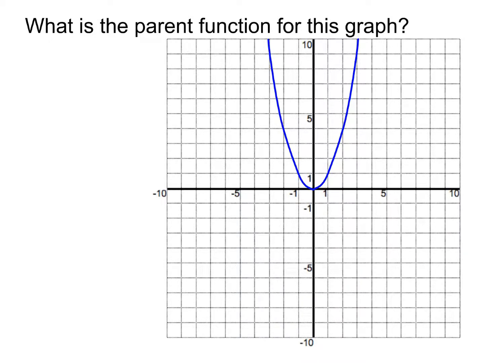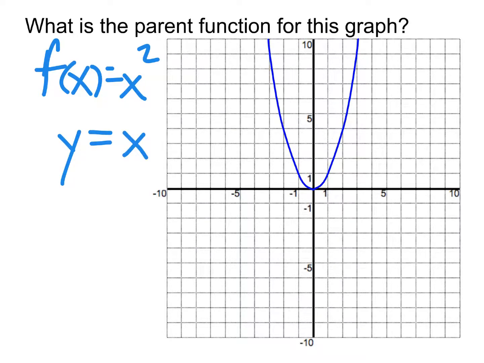Since every single equation that gives us this shape has an x squared in it, our parent function is going to be f of x equals x squared. Now again, I'm using function notation for this, but you don't have to use function notation to write the parent function. So you could also have written it as what? What's the same as f of x? Y. Yeah. So you also could have written it as y equals x squared.